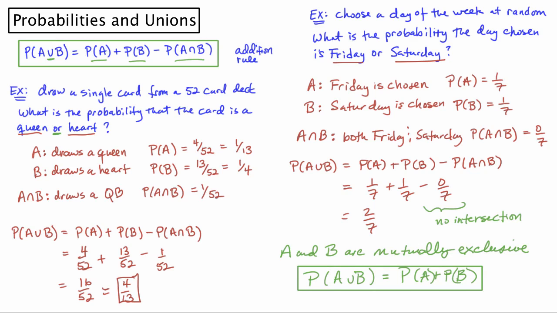You can always use the first addition rule on any problem, but sometimes it's good to know before you head into the problem whether the events are mutually exclusive, so you can rule out the step we did in this last example. You can rule out the step of having to calculate the intersection. That wouldn't be necessary in that case.